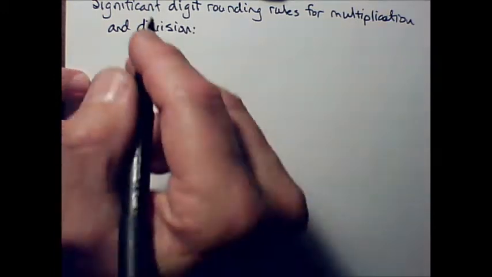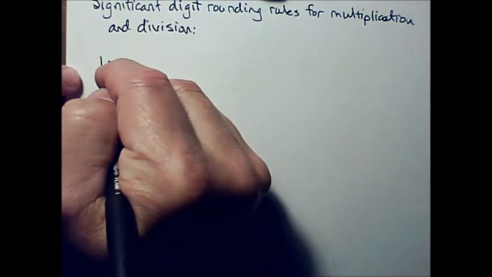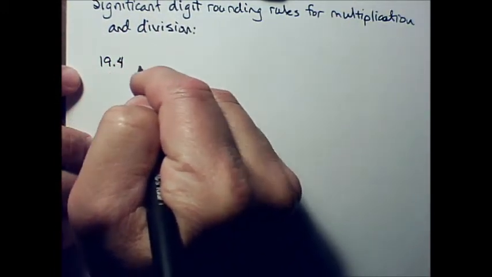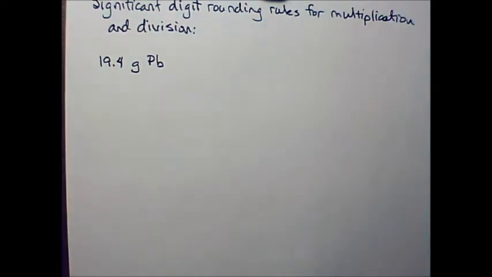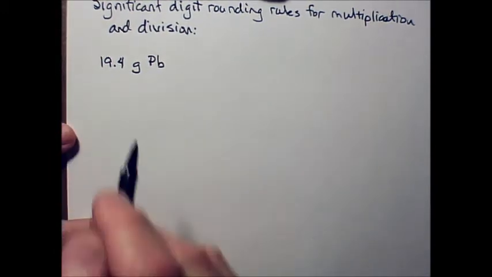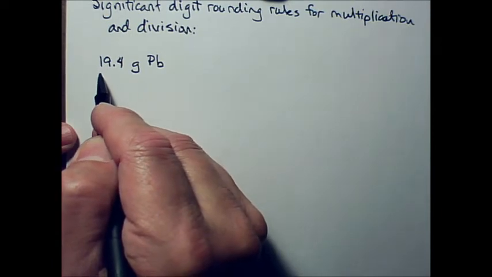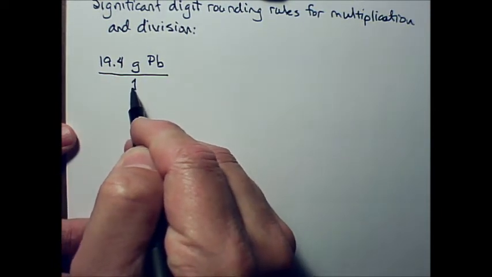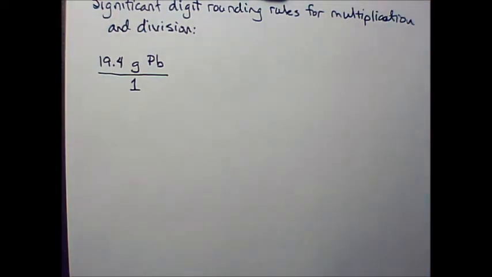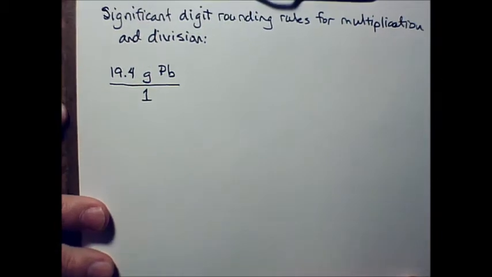So let's say we take something like 19.4 grams of lead. That's the symbol for lead. 19.4 grams of lead. And I'm going to go ahead and introduce you to a process called dimensional analysis here. I don't require you to know about it too much yet, but I'll show you what it looks like in giving you these rules.